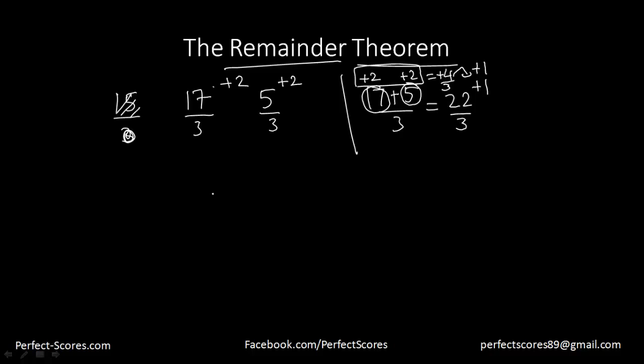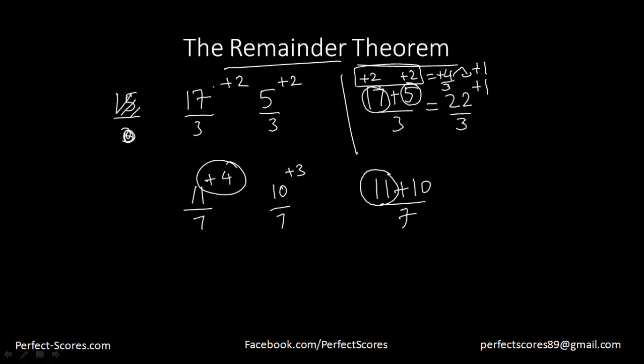Let's take another example. Let's say 11 divided by 7, the remainder is plus 4, and 10 divided by 7, the remainder is plus 3, right? Now if I divide 11 plus 10 by 7, the remainders will also get added because the numbers are getting added. So I will have plus 4 plus 3, that is plus 7 as remainder, which is equivalent to 0 remainder, which is what my expression is telling me. You want to take another example?